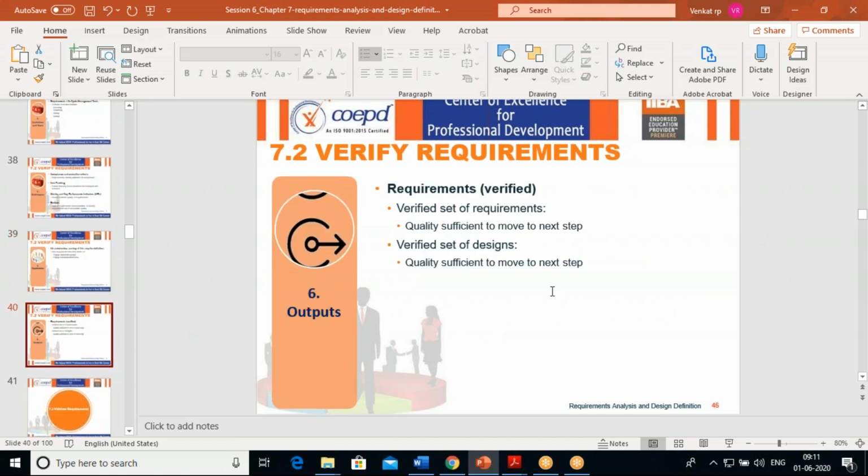The outputs of this task are a verified set of requirements of quality sufficient to move to the next step, and verified sets of designs of quality sufficient to move to the next step. Now, I told you requirements means we have two parts, one is requirements and the other is design. So we will be understanding both here.